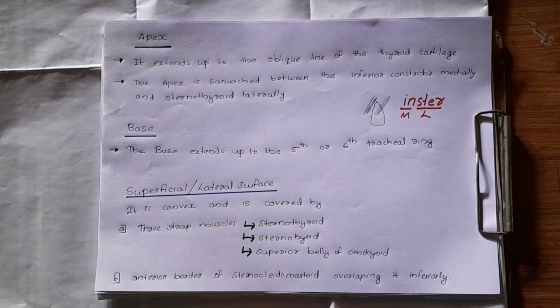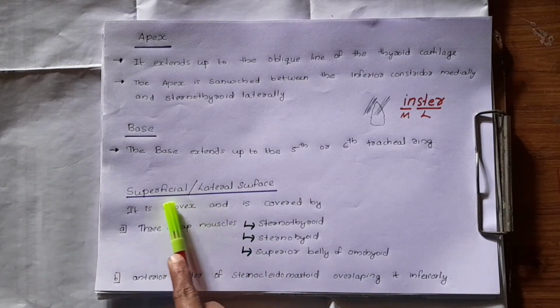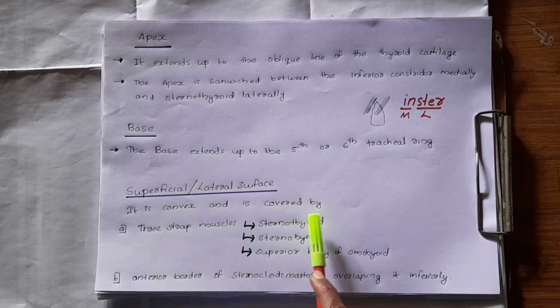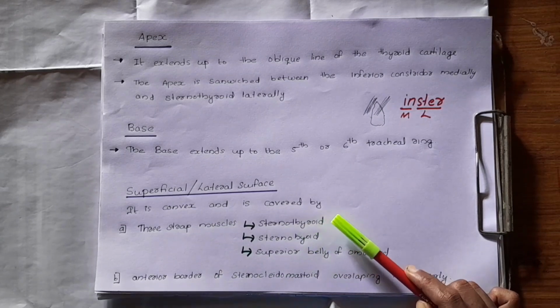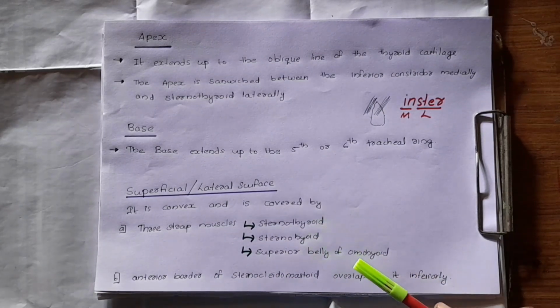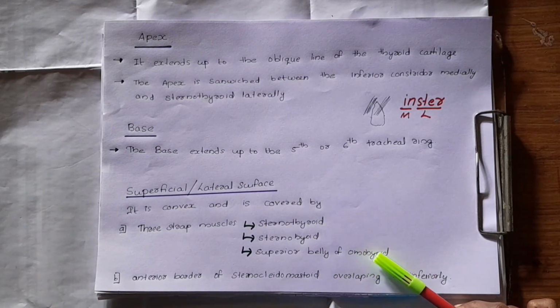Superficial or lateral surface is always convex in shape and it is covered by 3 strap muscles. Which are they? Sternothyroid, sternohyoid, superior belly of omohyoid. And the anterior border of the sternocleidomastoid overlaps it inferiorly.